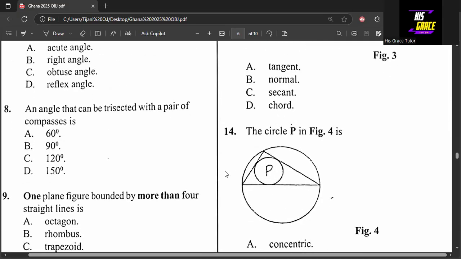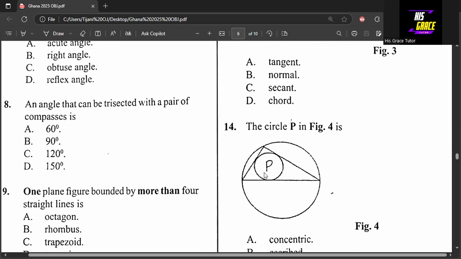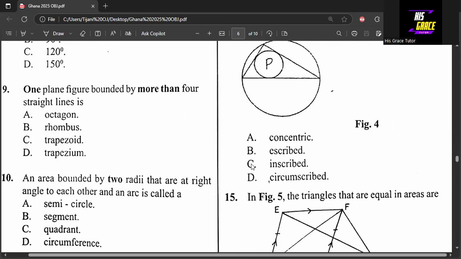Then question 14. The circle P in figure 4 is an inscribed circle. An inscribed circle, option C, the answer. So this big circle here is a circumscribed circle because it touches the three vertices of the given triangle, while circle P, which is an inscribed circle, touches the three sides of the given triangle. So our answer here is option C, inscribed circle.